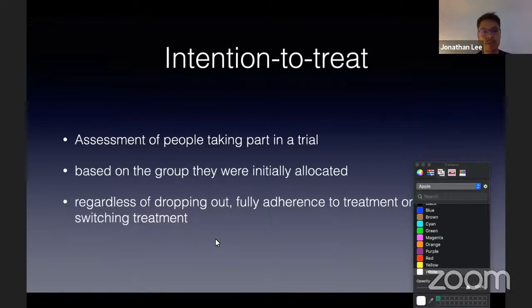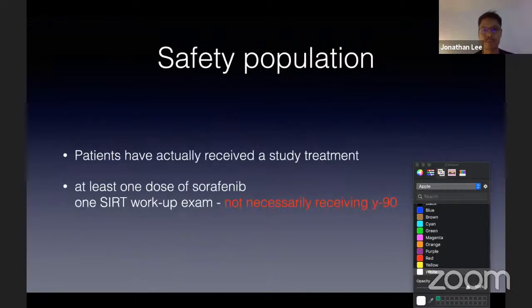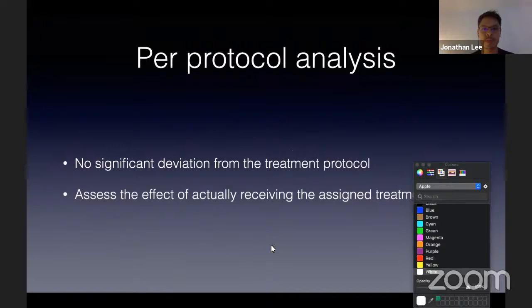So just to recap, intention to treat. So this is assessment of people based on their allocation of group rather than whether they dropped out or if there was any changes to treatment, etc. Safety population. So this is the group whereby the number of patients was used to assess for adverse effects. And these were patients that received at least 1 dose of sorafenib, or as we were saying before, at least the workup, so the angiogram for SIRTs rather than yttrium itself. And then the bottom group we discussed before, so per protocol analysis is actually looking at the patients that received the intended treatment protocol. So whether they stuck with the sorafenib throughout and the SIRT through the treatment plan as well.